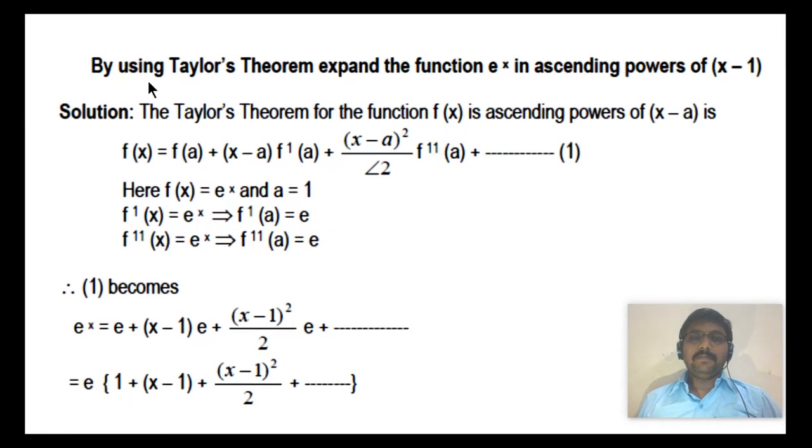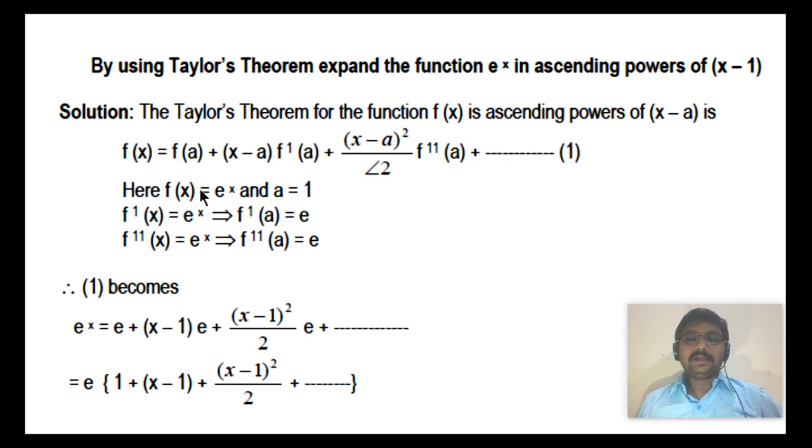Another sum. By using Taylor's theorem, expand the function e power x in ascending powers of x minus 1. Ascending powers means increasing powers of x minus 1. The Taylor theorem for the function f of x in ascending powers of x minus a is f of x is f of a plus x minus a into f dash of a plus x minus a whole square by 2 factorial f double dash of a plus and so on. Let it be equation 1.